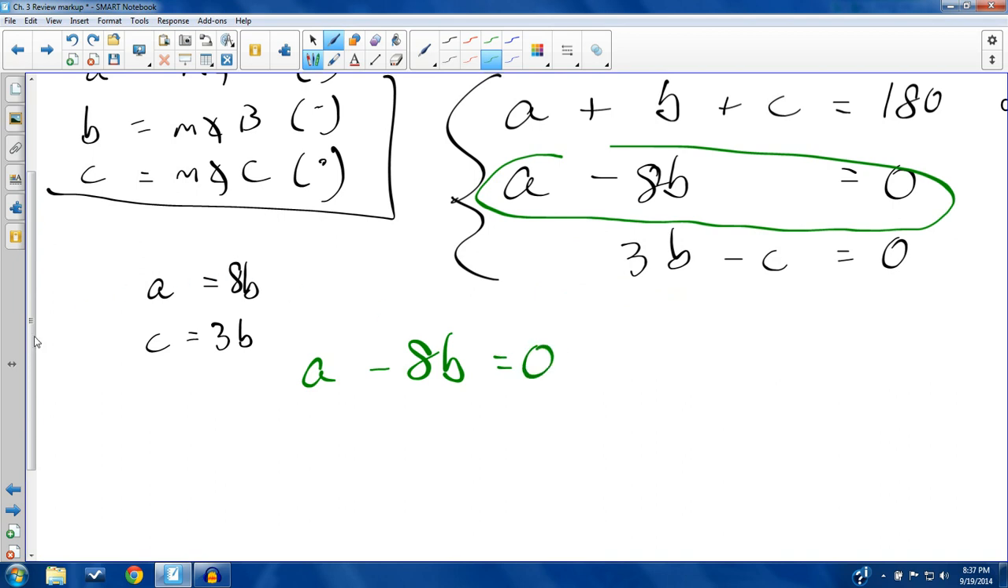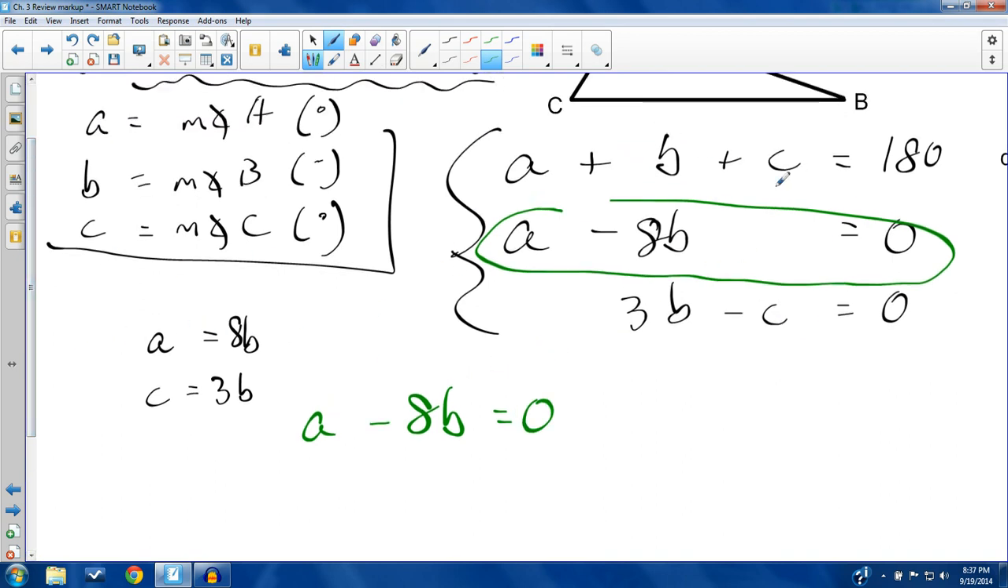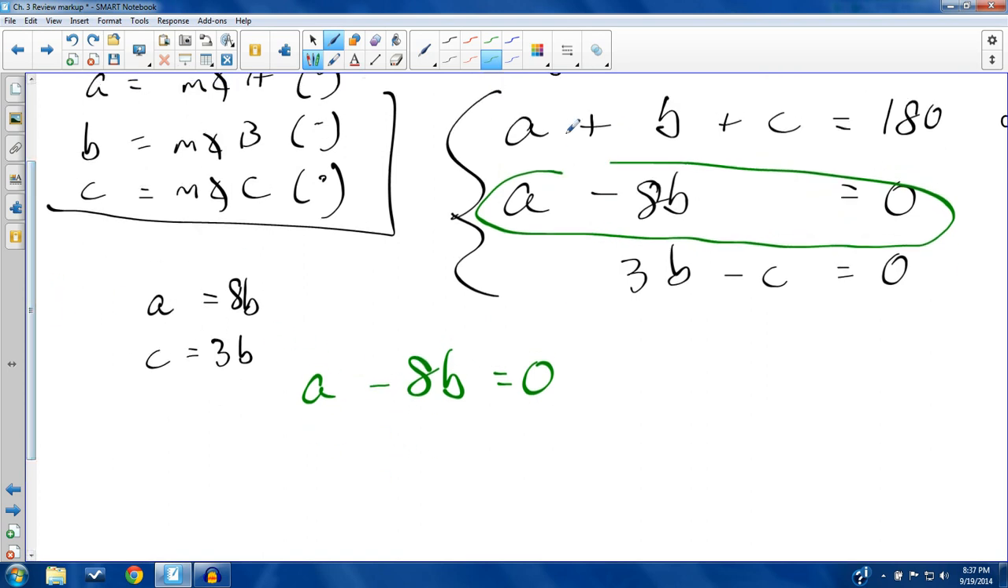And I'm going to add down these guys right here, and when I do it, I eliminate C, so I'll have another equation where I only have A and B. So let's do that. I'll do first and third equation. A plus nothing is A. B plus 3B is 4B. And that equals 180 plus 0, which is 180.